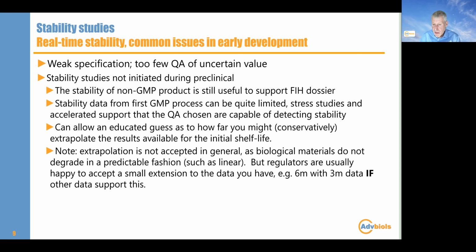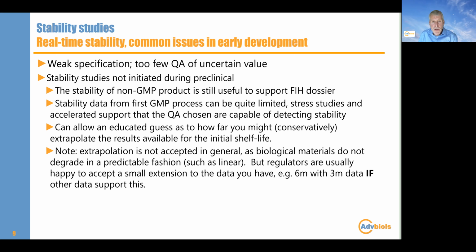What other issues do I see? Early in development, one of the issues that comes up pretty often is somehow overlooking the fact that you might have stability data from the non-GMP process from a research material. Indeed, you should have. If you haven't been looking at the stability of your product during the preclinical phase, then you're missing a huge opportunity, and you're diminishing the evidence you have for whatever stability you claim for first in human.